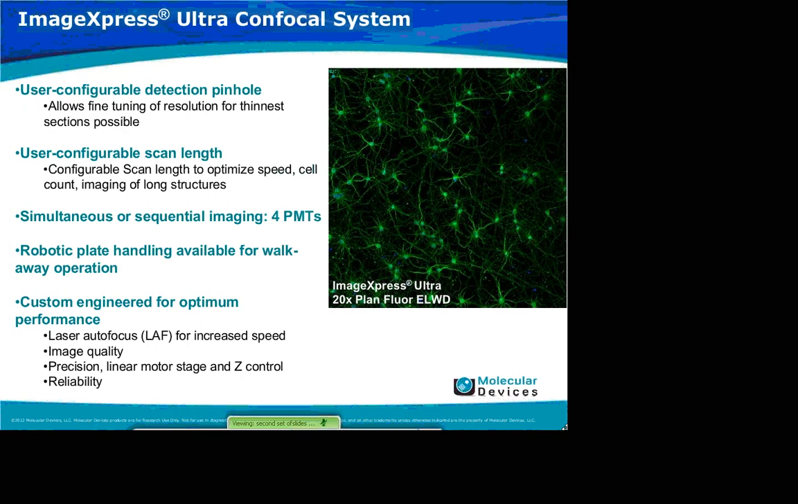You can configure your scan length, since it's a scanning confocal, to optimize either for speed or cell count, or for imaging long structures like neurons. Depending on the objectives you have, you can do either simultaneous or sequential imaging with up to 4 PMTs.